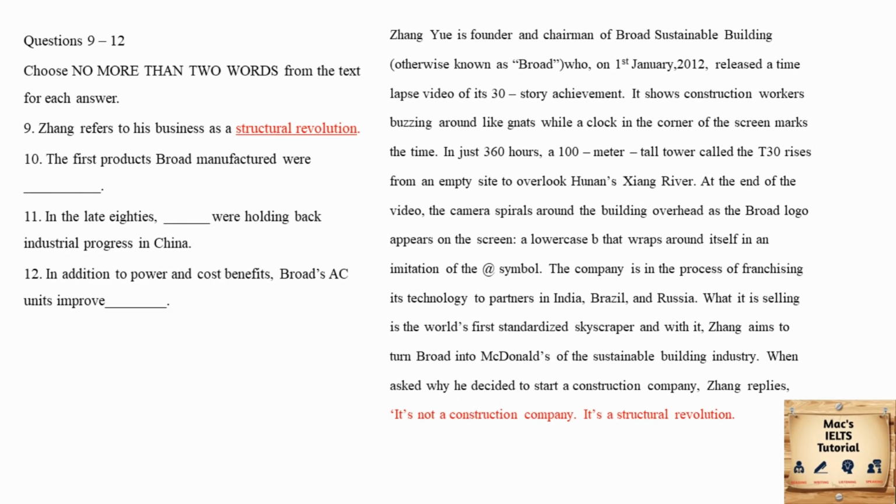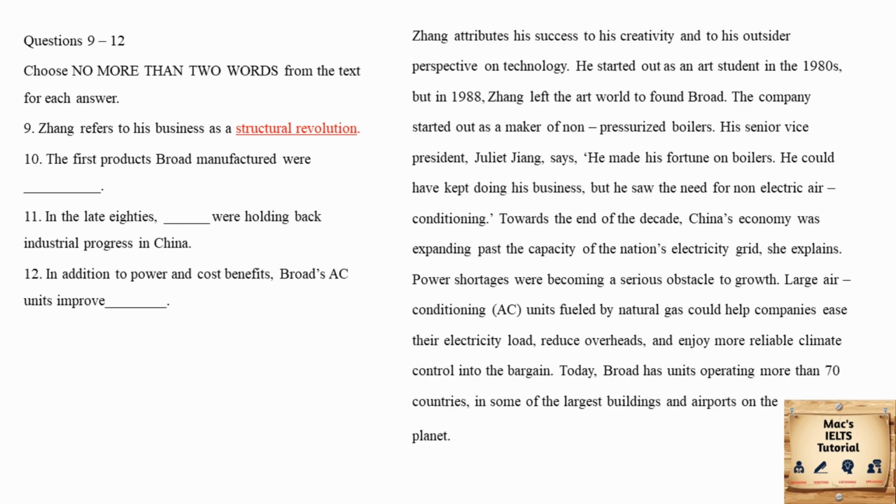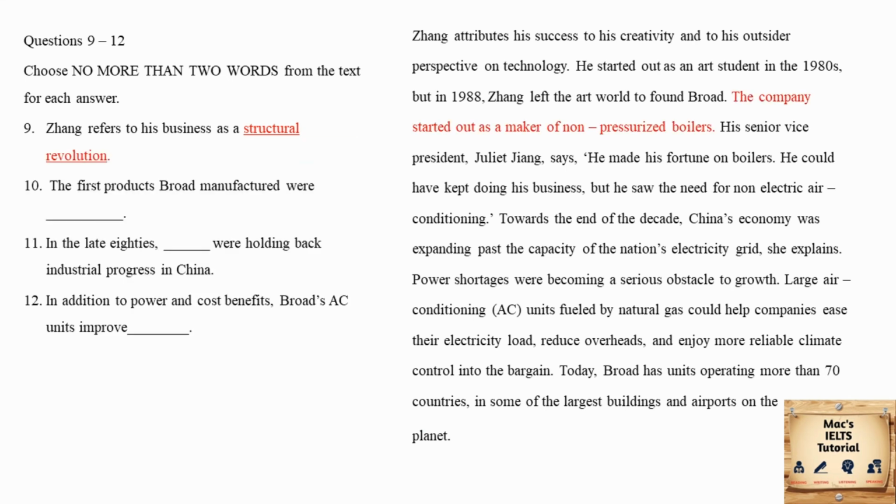Moving on to the next question, the first product Broad manufactured were dash. If you remember our matching the heading question, we had marked passage C as other engineering achievements. So our answer should be in passage C. The third sentence of the passage says that the company started out as a maker of non pressurized boilers. So the answer for this question can be either non pressurized boilers or just boilers. Here, non pressurized is considered as a single word.